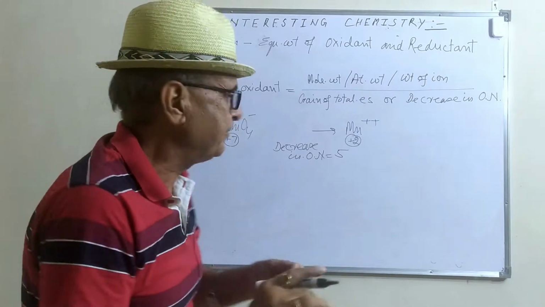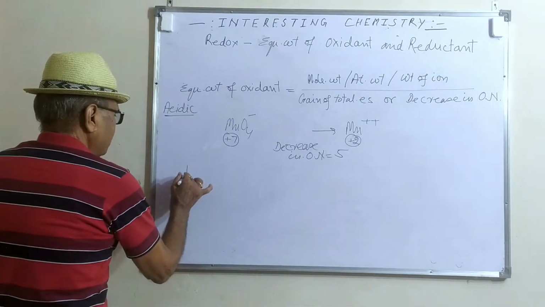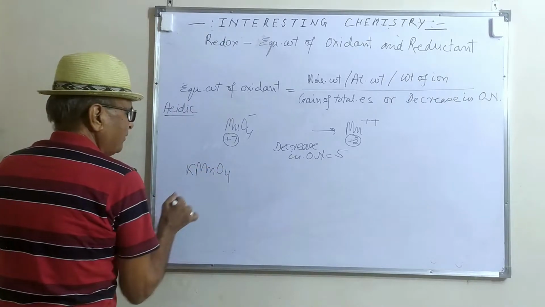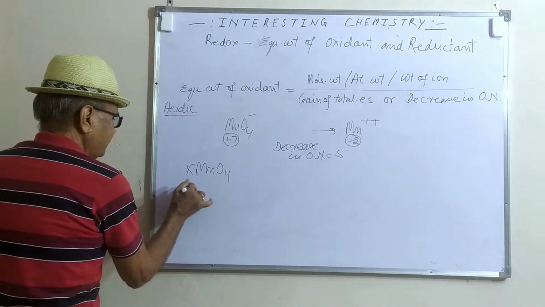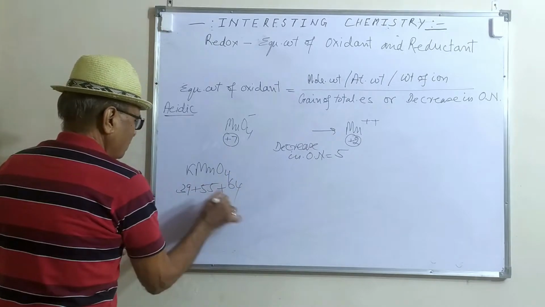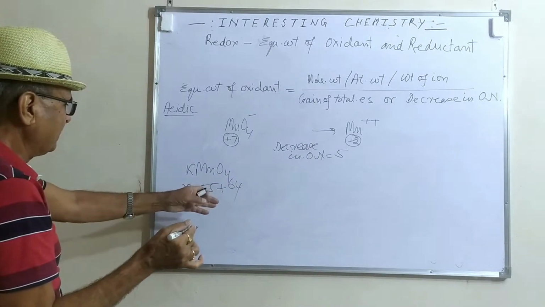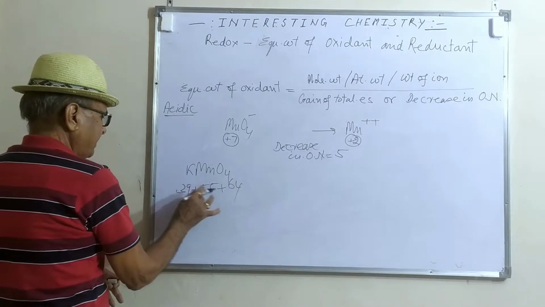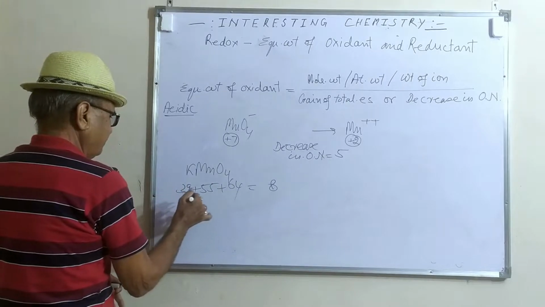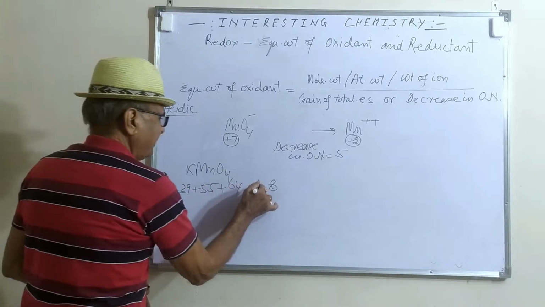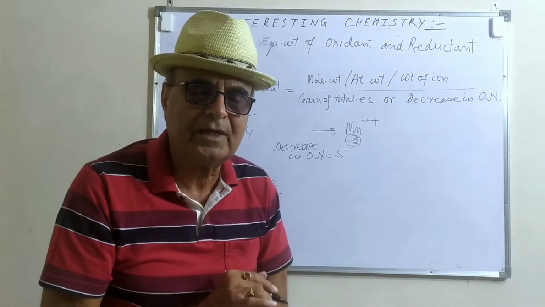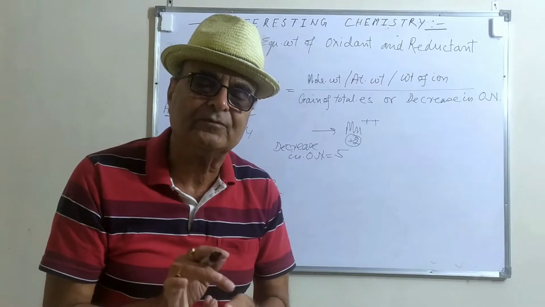So if you want to calculate the equivalent weight of KMnO4, calculate the molecular weight of KMnO4. You can calculate: K is 39, Mn 55 and oxygen 64. The molecular weight of KMnO4 is 158.